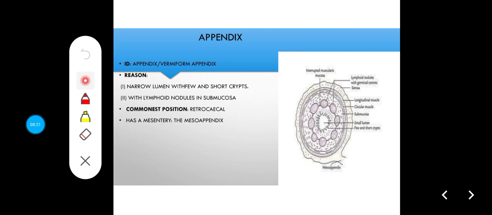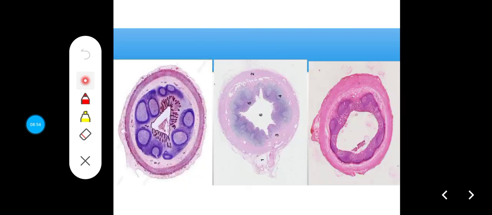Now the next part of the large intestine is the appendix. So let's read the side notes. So the vermiform appendix. The reasons for identifying the vermiform appendix are the narrow lumen and the presence of lymphoid nodules in the submucosa. The commonest position is retrocecal, and it has a mesentery called the mesoappendix. So one of the things that gives the appendix away is the narrow lumen, and most importantly, the lymphoid follicles within the submucosa. So it looks like the ileum, but you can't call this the ileum because you won't see the finger-like projections of villi.